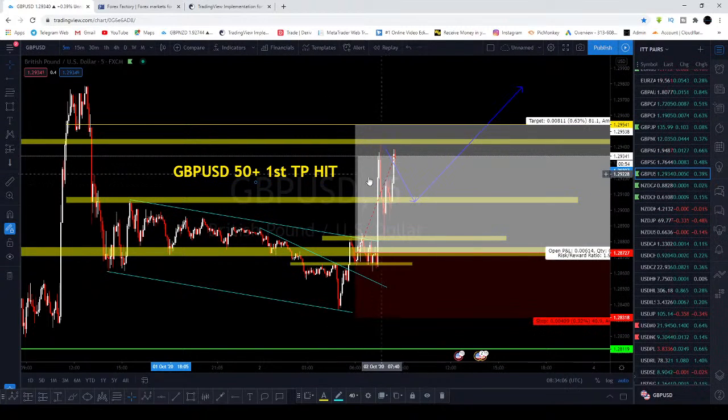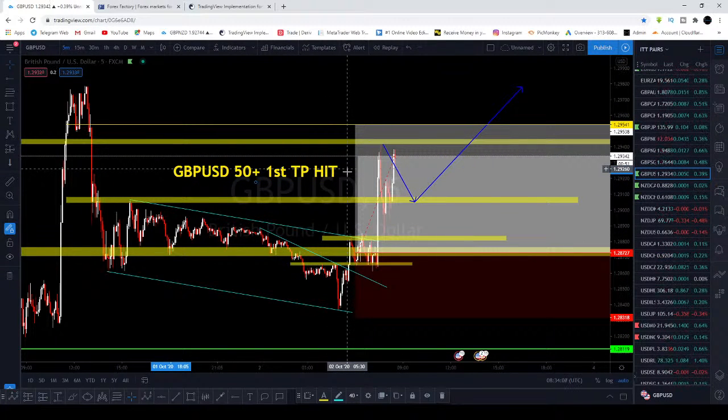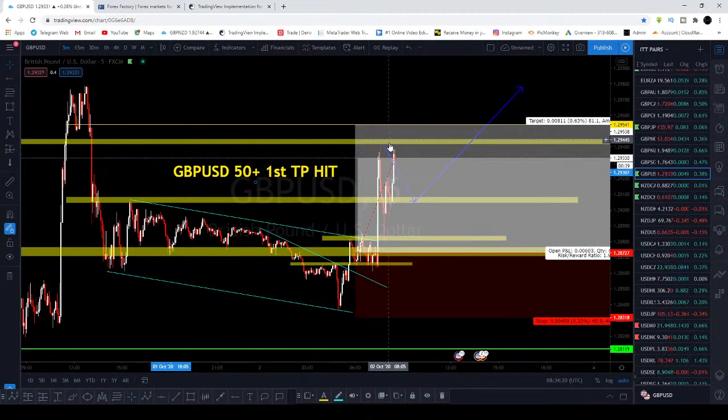So yeah, here we go now with this GBP USD, waiting for our second take profit to be hit. But most importantly, let's see if it will break out of this zone. Let's try to wait for that.